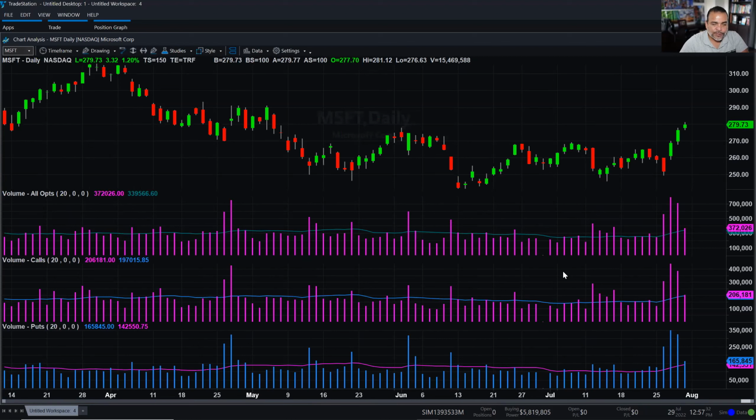Volume, all options, of course, this is traded volume. This is not open interest. This is traded volume for Microsoft on a daily basis. So right now, 372,000 options have been traded for Microsoft.